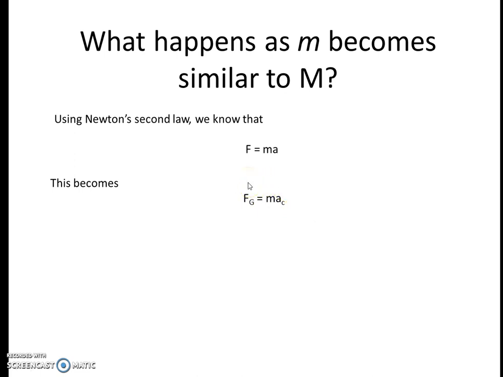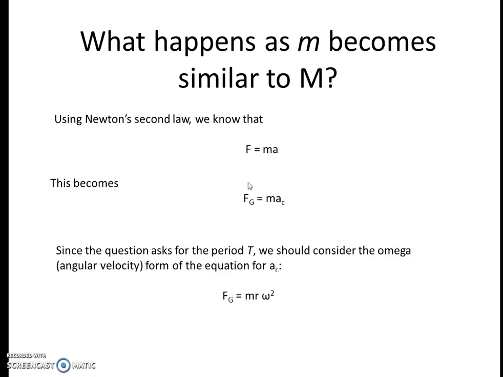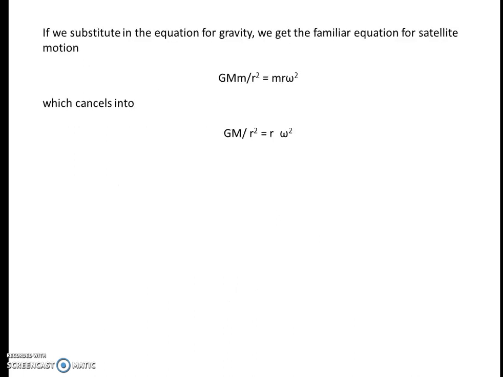When we substitute on the right hand side, we should consider that the question is asking for the period, and so we should use Fg is equal to mr omega squared. Looking at the left hand side, we can substitute for gravity and it becomes GMm over r squared, and we know that that cancels into GM over r squared equals r omega squared.